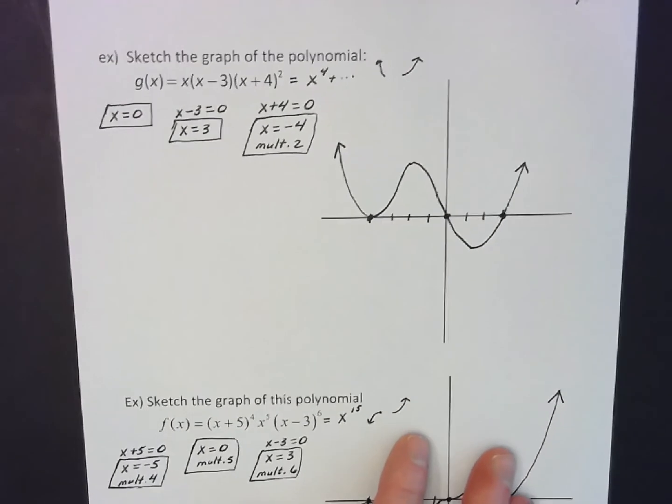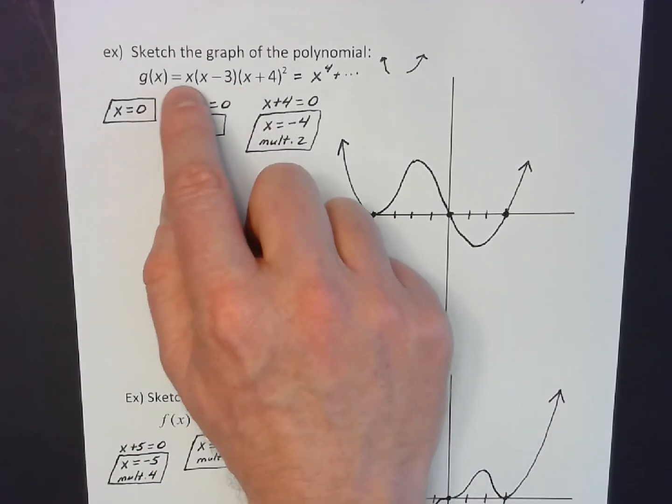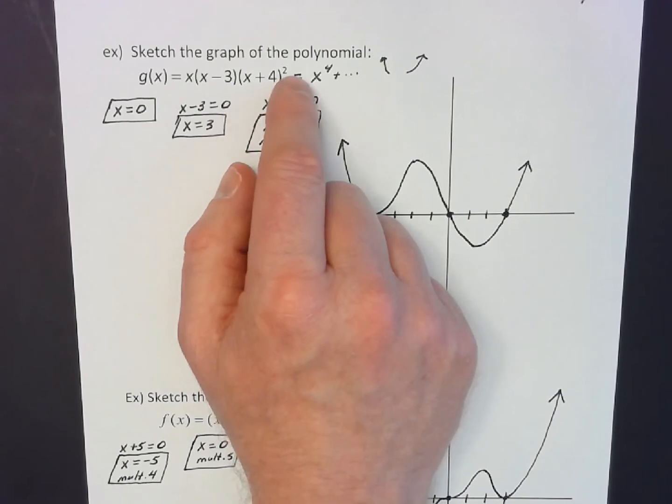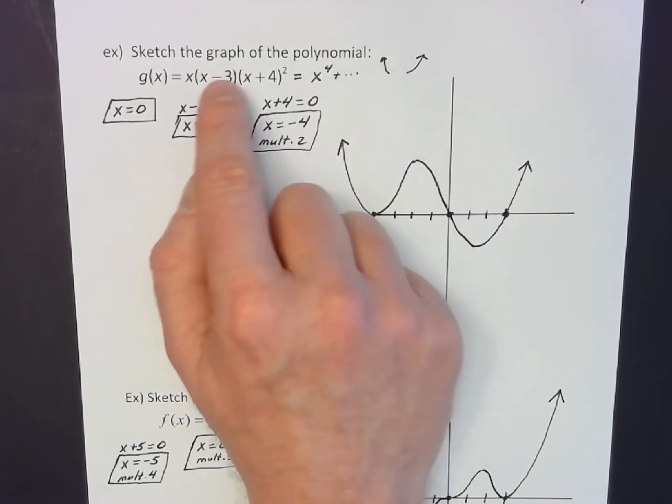So this one I'm asking you to sketch the graph of the polynomial. I give it to you in factored form. X times x minus 3 times x plus 4, quantity squared. First thing you would need to do is understand what the end behavior is with the leading coefficient test.